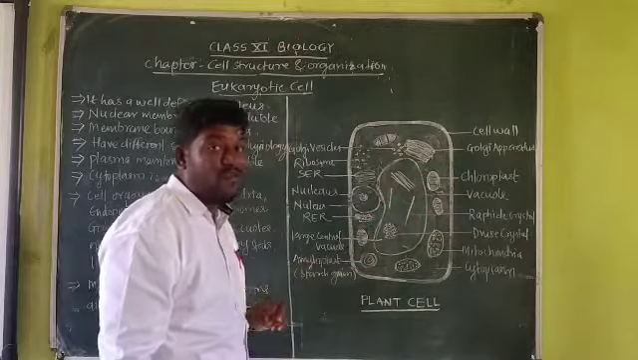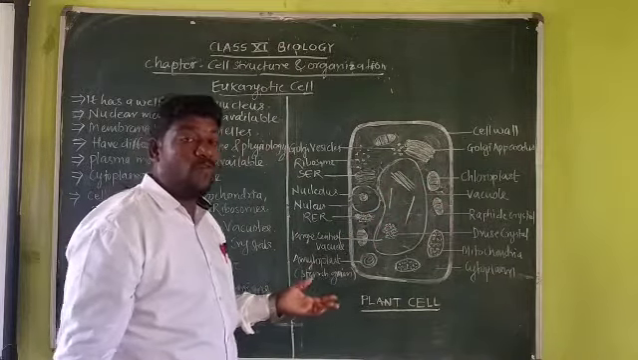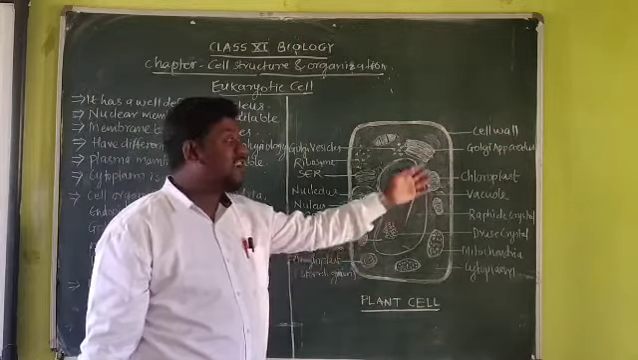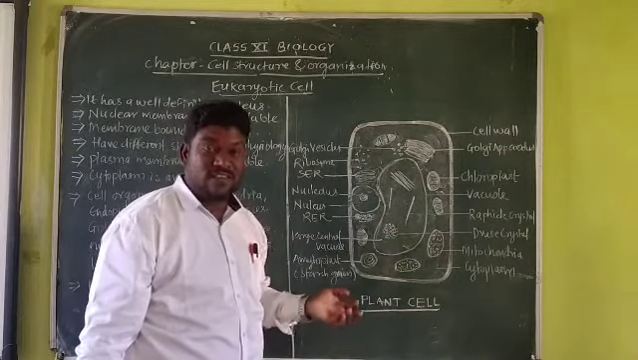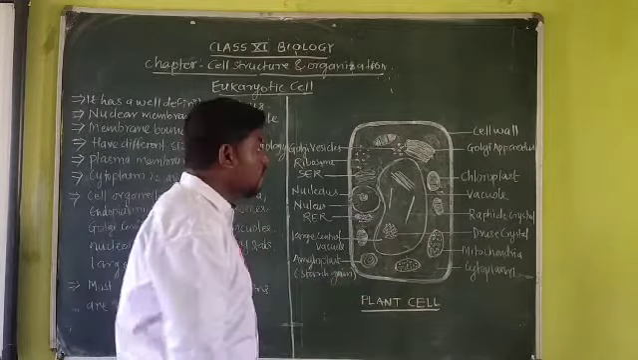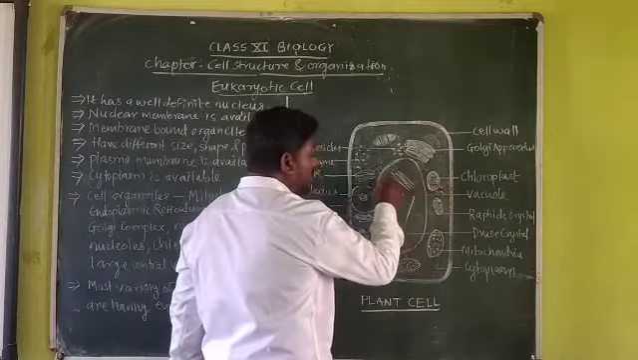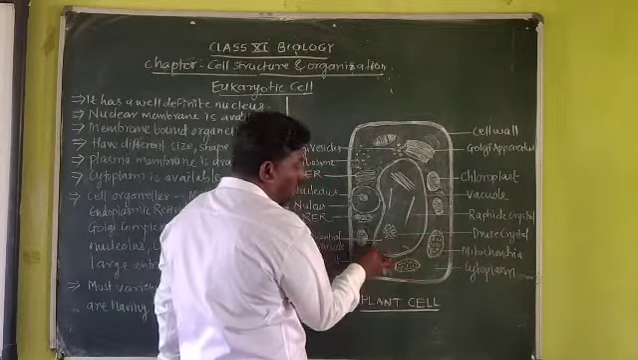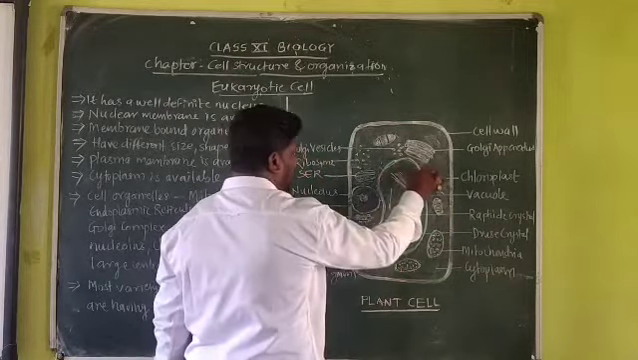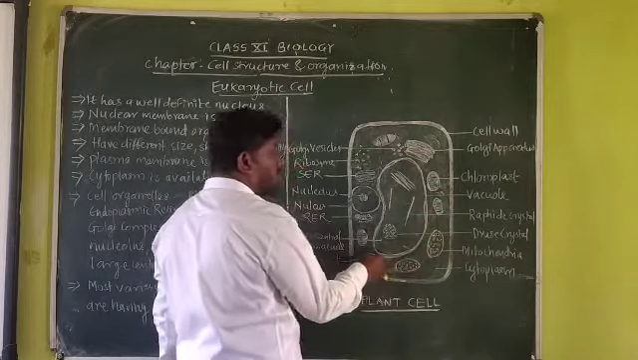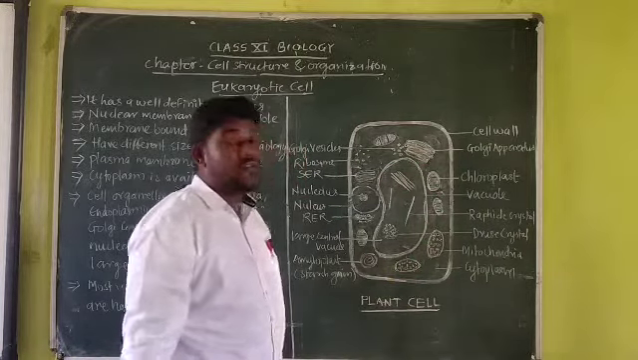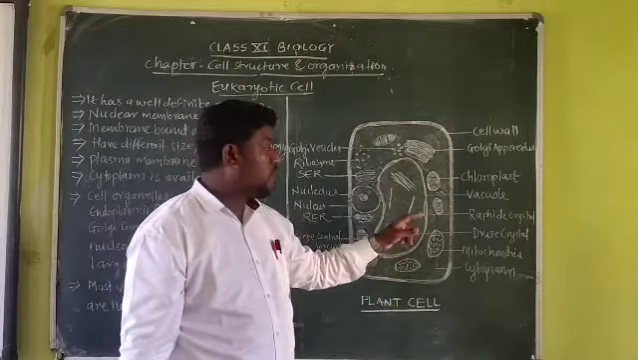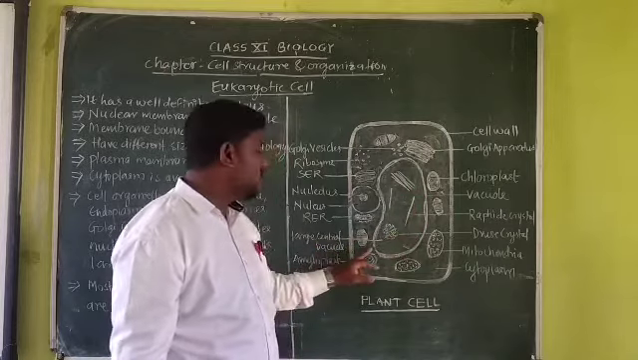Chloroplasts are present only in plant cells; in animal cells there is no need of chloroplast. Why? Because autotrophs use chloroplast for the synthesis of food. Okay, so chloroplast. After that, this shape is a vacuole. You can see this one, the bigger shape is called a vacuole. Vacuole is a space where extra food material is stored. Okay, so it is a vacuole. Okay, large vacuole is also called central vacuole.